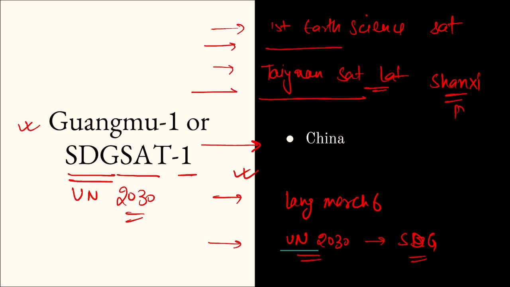It was launched from Taiwan Satellite Launch Station, that is located in Shaanxi province, and this is Guangmu. Or indirectly the question asked, or directly, from which country does it belong? It belongs to China.